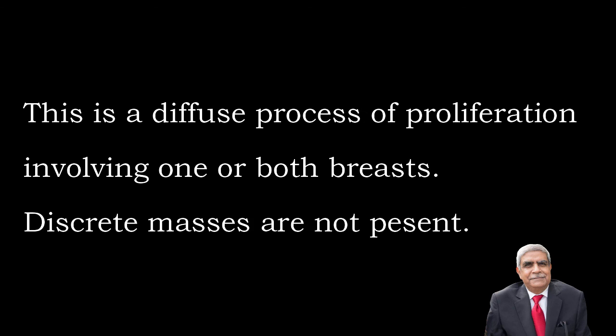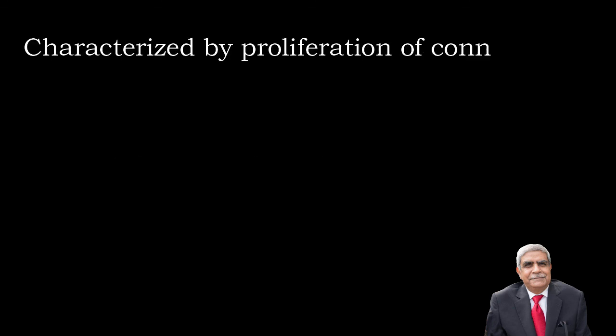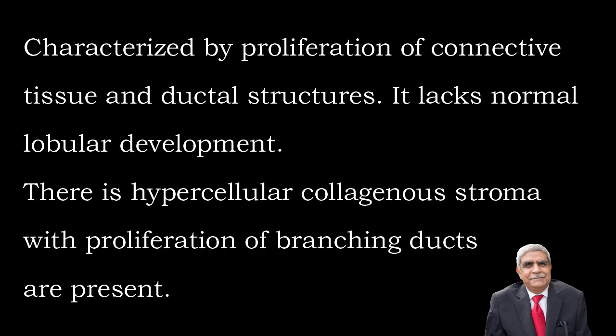Gross morphology: a diffuse process involving one or both breasts. Discrete masses are not present. Histological features are characterized by proliferation of connective tissue and ductal structures. It lacks normal lobular development. A hypercellular collagenous stroma with proliferation of branching ducts is present.